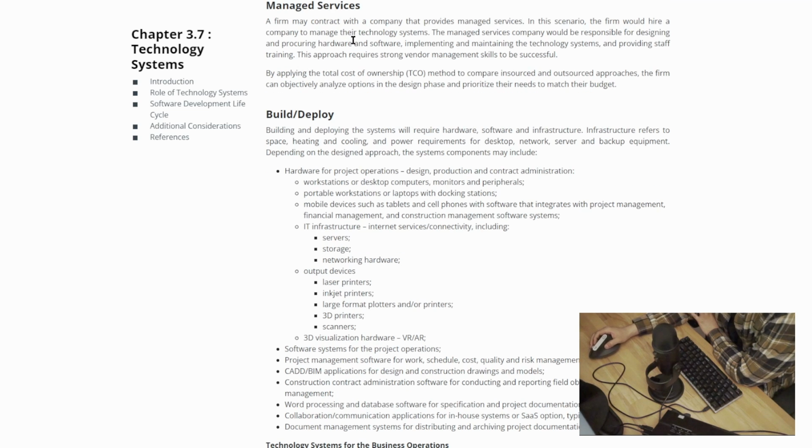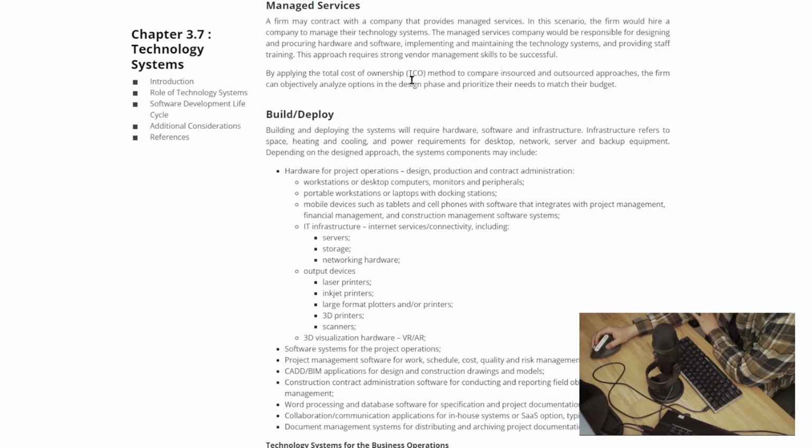A firm may contract with a company that provides managed services. In this scenario, the firm would hire a company to manage their technology systems. The managed services company would be responsible for designing and procuring hardware and software, implementing and maintaining the technology systems, and providing staff training. This approach requires strong vendor management skills to be successful.